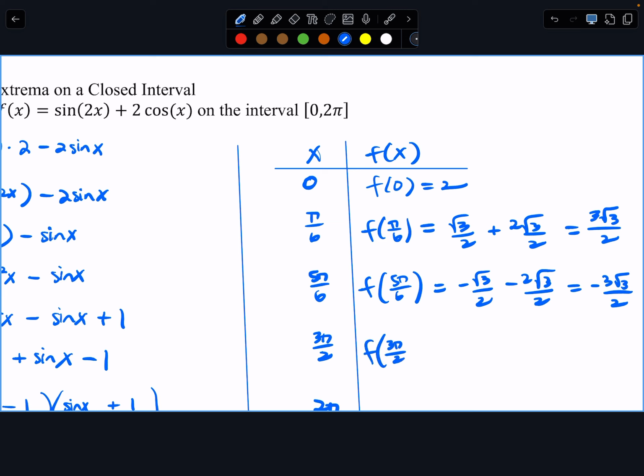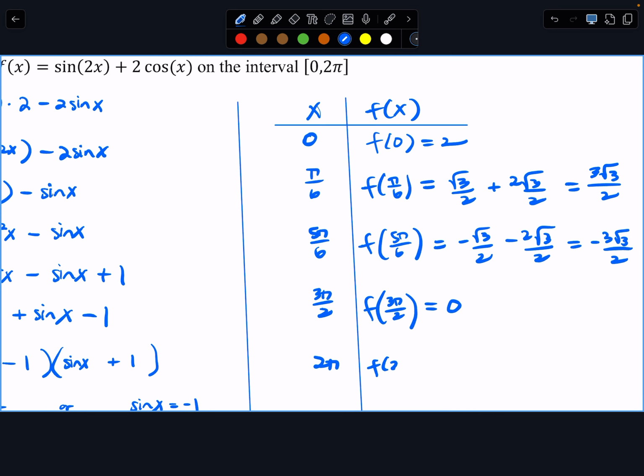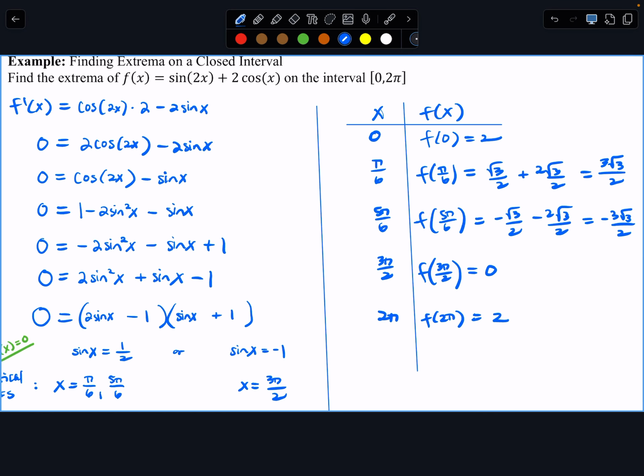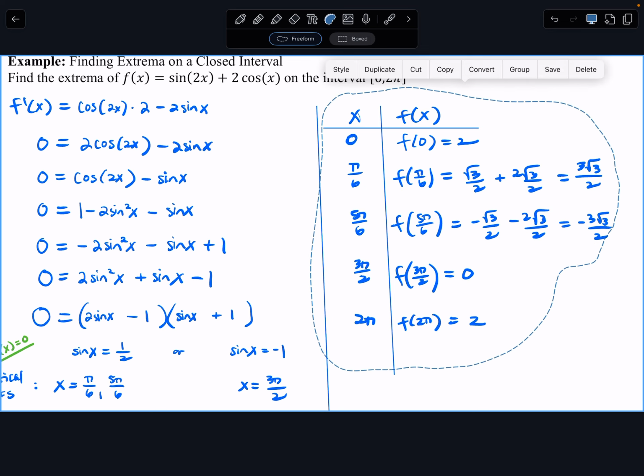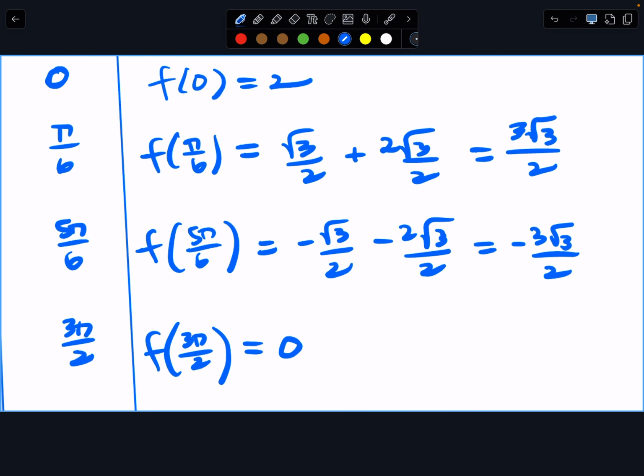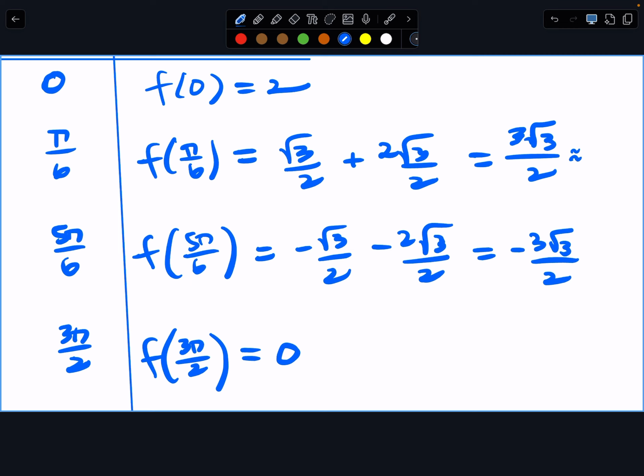And then f of 3 pi over 2. Sine of 3 pi is 0. Cosine of 3 pi over 2 is 0. So just 0. And then f of 2 pi. Sine of 4 pi is 0. Cosine of 2 pi is 1, so 2. Okay. Now, in case you were curious, this ends up being approximately 2.598, and this is approximately negative 2.598.